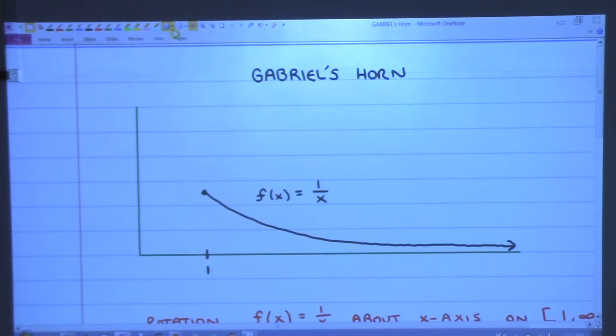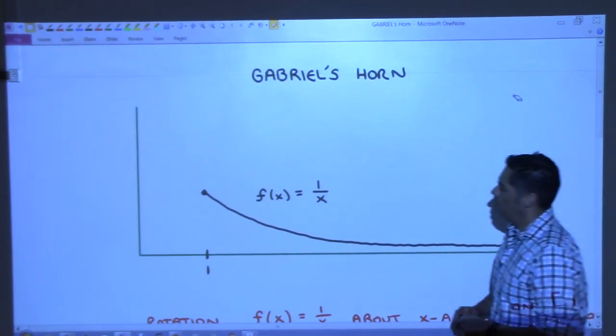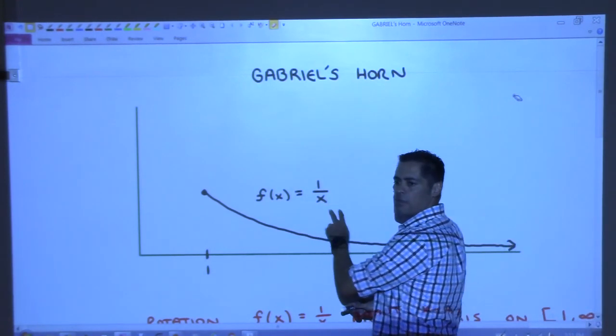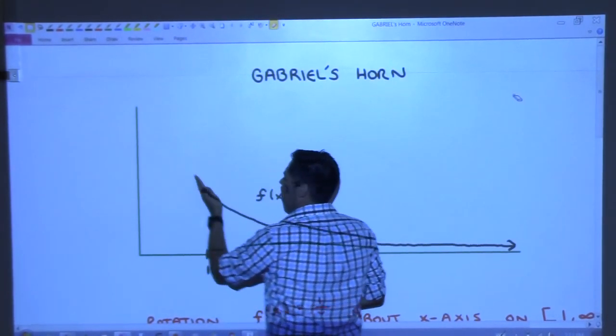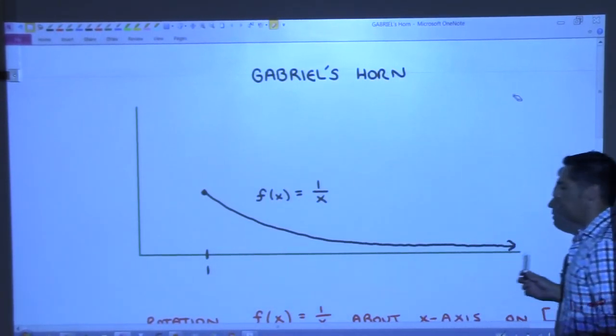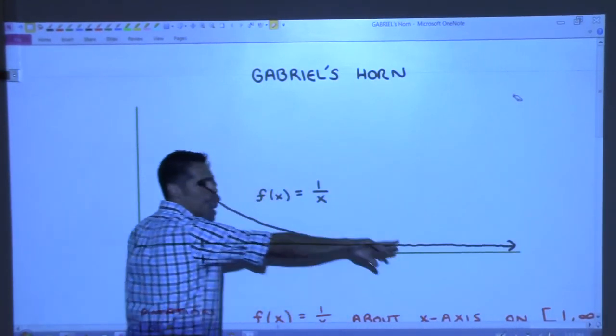Anyone ever heard of that before? Gabriel's horn? Sometimes it's called Gabriel's trumpet. Okay, so here's the problem. We take the function 1 over x, which looks like this. It actually goes like this also, right? But we're only going to look at it between 1 and infinity. So this thing goes forever in that direction.